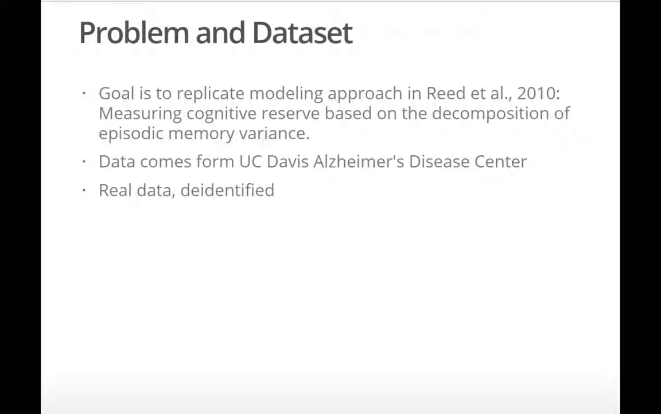So the goal is to replicate the modeling approach in Reed et al., published in Brain in 2010. The data for this comes from the UC Davis Alzheimer's Disease Center. It's not the same data set as we used from that paper, but it's pretty close. It has the same number of variables. We have gray matter volume instead of total brain matter volume. This is real data, but it's completely de-identified.